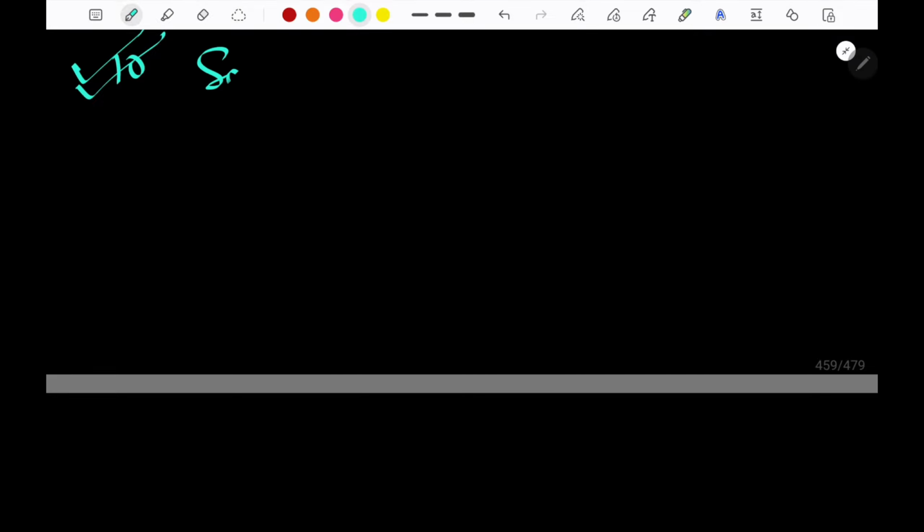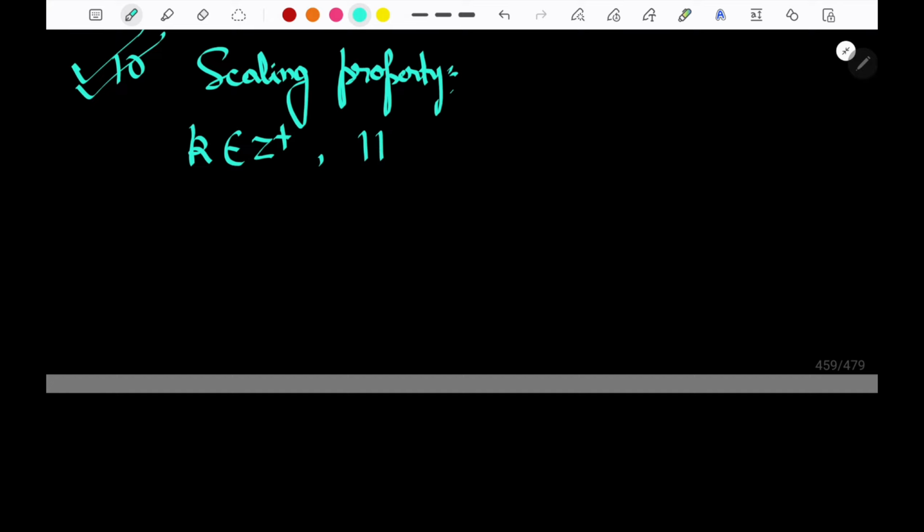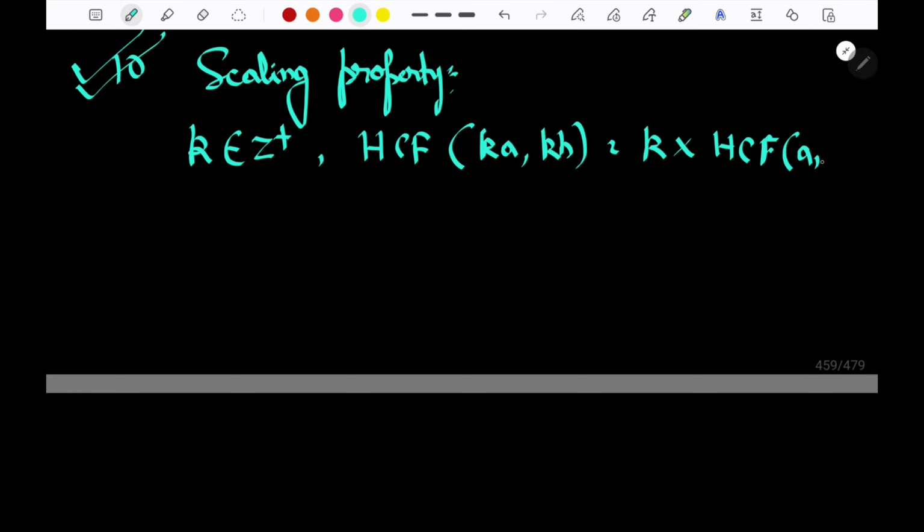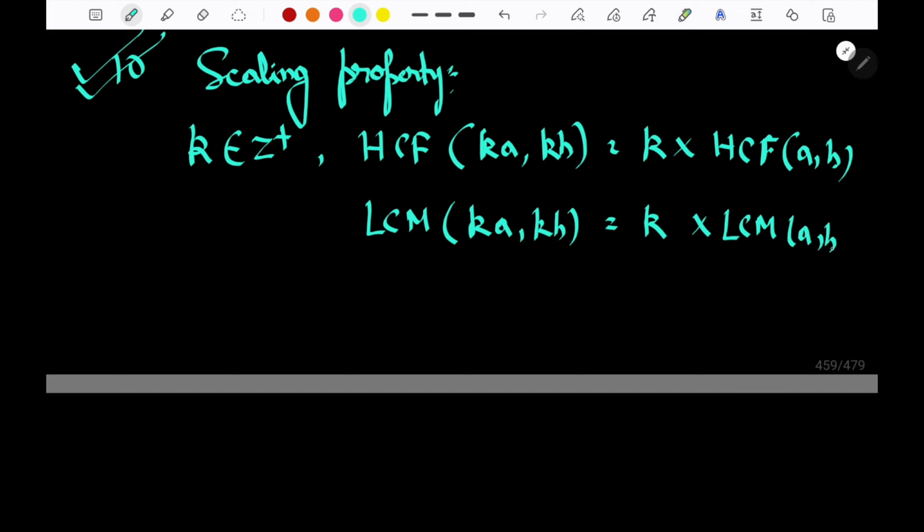Now again next one, there is something known as the scaling property. What do we mean by scaling property of HCF and LCM? So for the scaling property, if K belongs to Z plus, then HCF of KA comma KB will be equal to K into HCF of A comma B. Again for LCM, LCM of KA comma KB will be equal to K into LCM of A comma B. This is true.